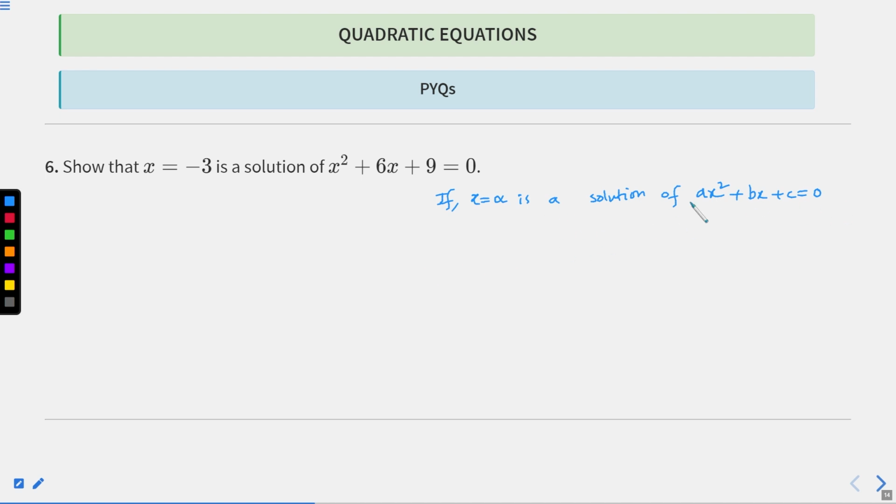Okay, then x equal to alpha is a solution of the quadratic equation ax square plus bx plus c equal to 0 if alpha satisfies the quadratic equation. Okay, so here we have to show that x equal to minus 3 is a solution of this quadratic equation.